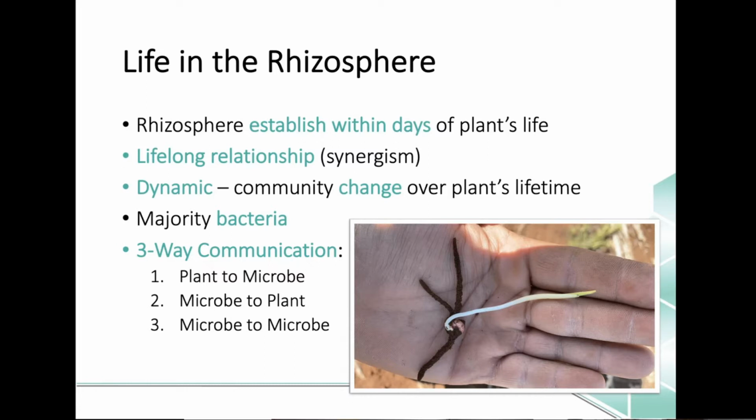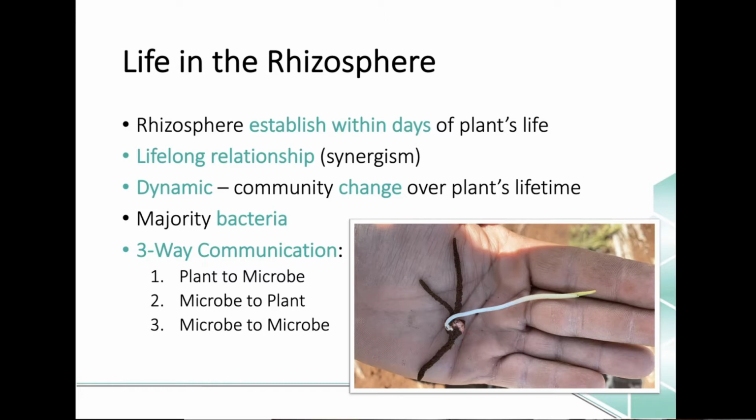So life in the rhizosphere is literally established within the first days of a plant's life. As soon as the rhizosphere becomes active, there are some exudates secreted by the plant. The microbes form an interaction with the rhizosphere, and they form a lifelong relationship to the benefit of the plant, and obviously to their own benefit. This community is also very dynamic, so it changes the whole time, and it changes based on the plant's needs. So it's not a fixed community.